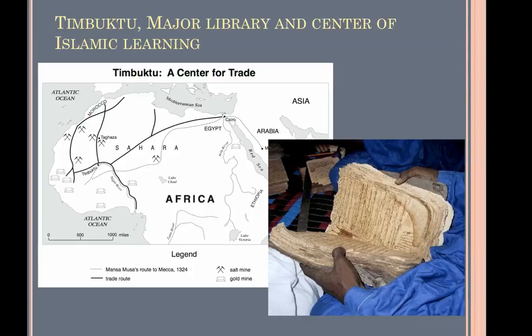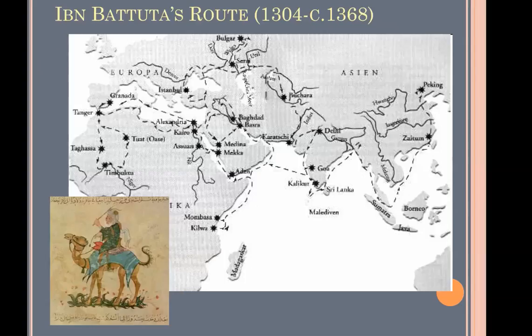They tend to be written in the local language, but using Arabic script. So this is a major source of much history in the region. And we have famous travelers, like you read in the textbook chapter today. Ibn Battuta traveled across the Sahara using one of these caravan routes to visit Timbuktu.